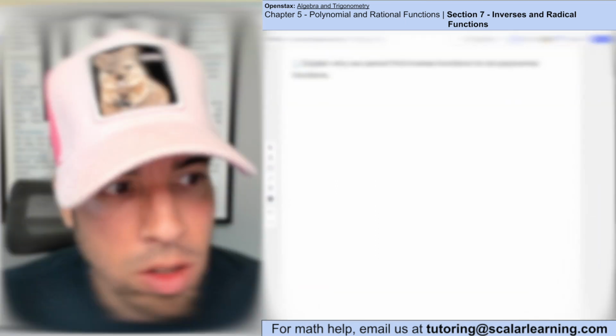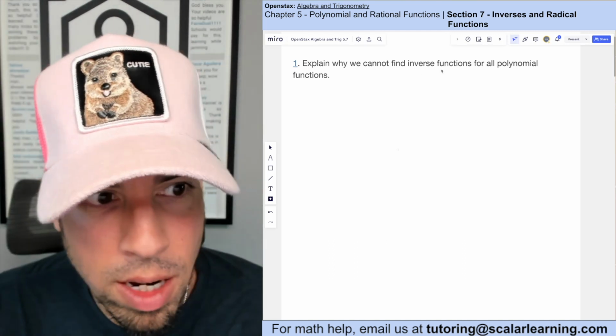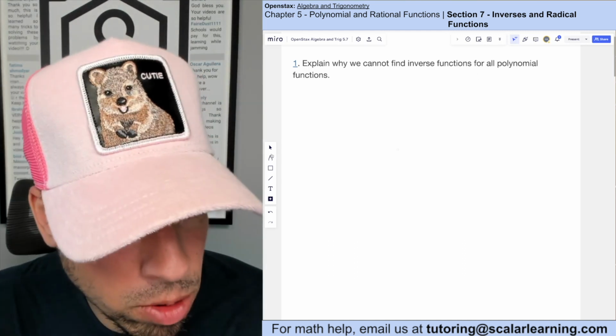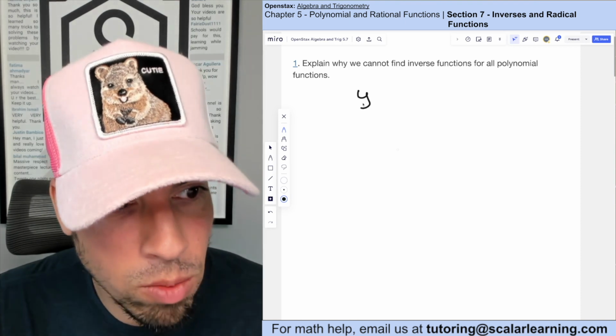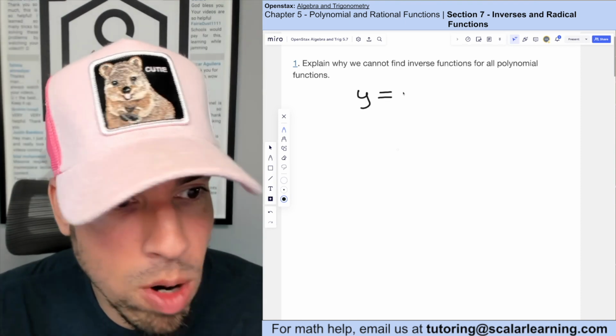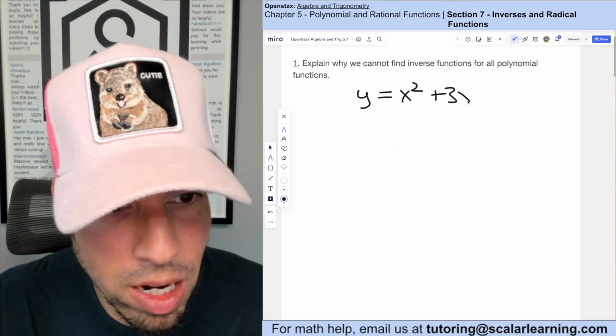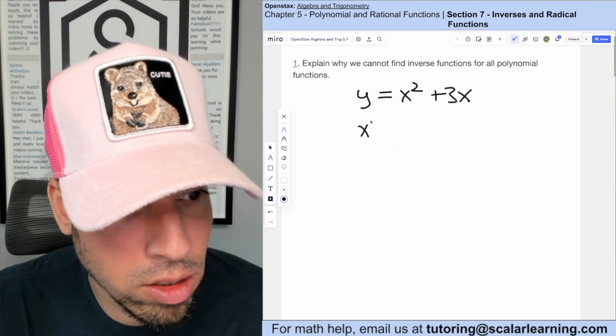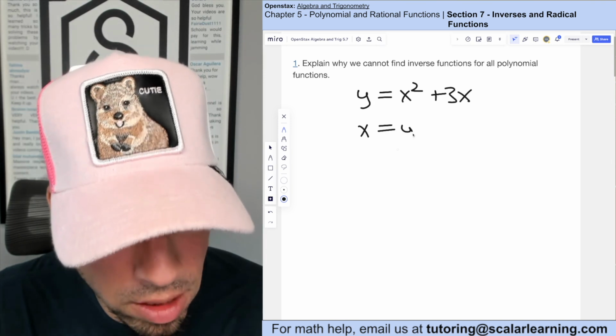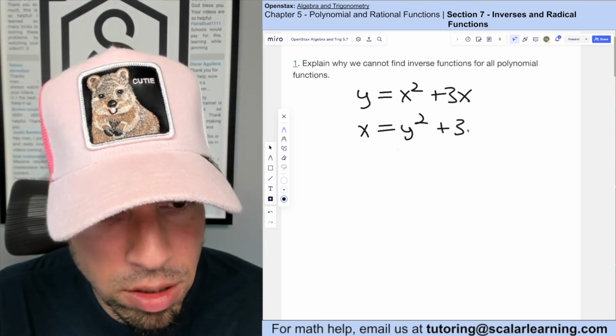Let's do it. So before we can answer why we cannot find inverse functions for all polynomial functions, let's first understand what finding an inverse function is. Let's say we have a nice simple polynomial of y equals x squared plus 3x. The inverse is to replace the x's with y's and vice versa. So it'd be x equals y squared plus 3y.